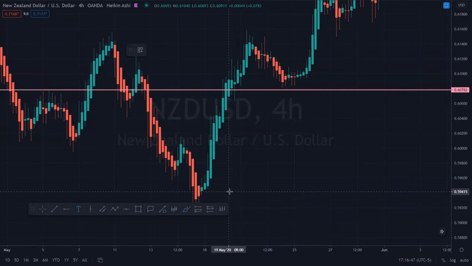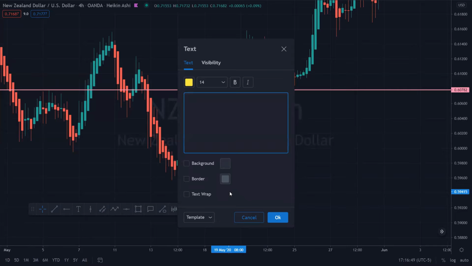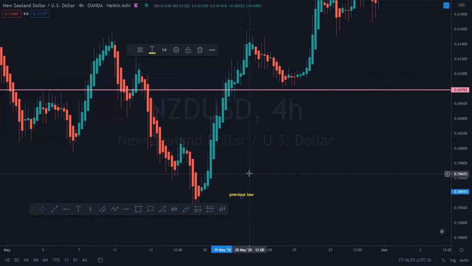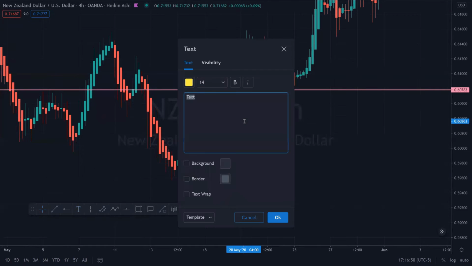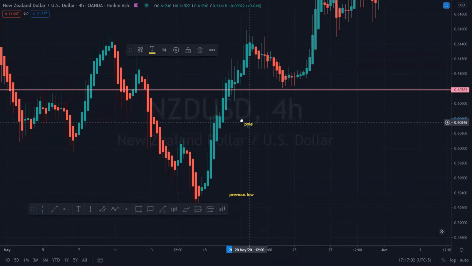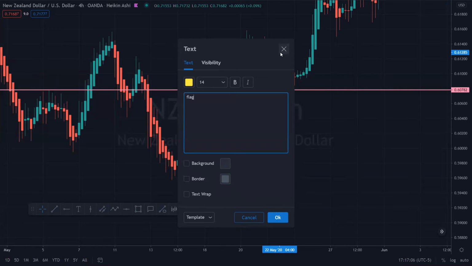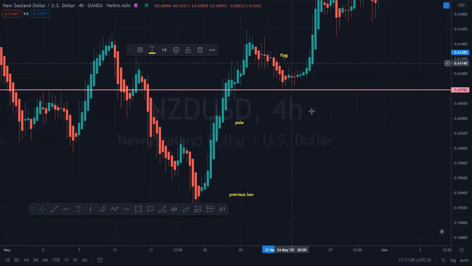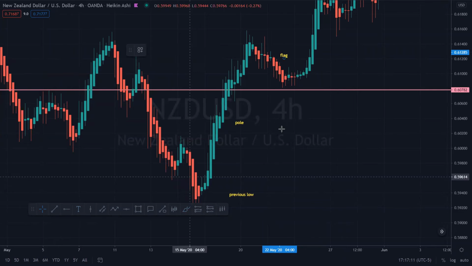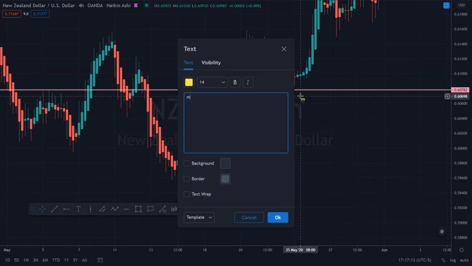So watch me now. This was the previous low. And this is the pole. This is the pole. This is the flag. This right here was a minor resistance, so this is a minor resistance.